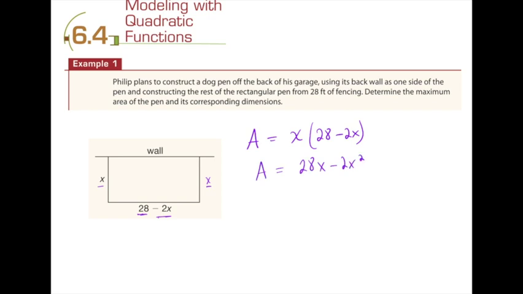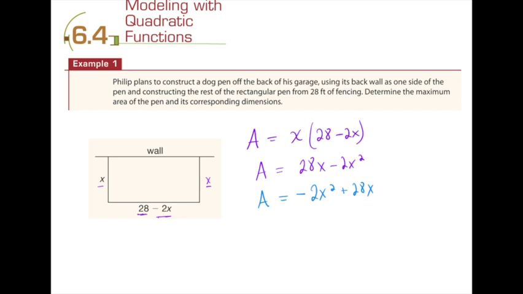All right, this is a quadratic. We have an x squared. All right, and so I am going to put this so it actually looks like a quadratic. And you can see that I have negative 2x squared plus 28x. Well, if they are asking for the maximum area here, then I am going to have to figure out what the vertex of this is. This is a quadratic. The maximum should happen at the vertex.